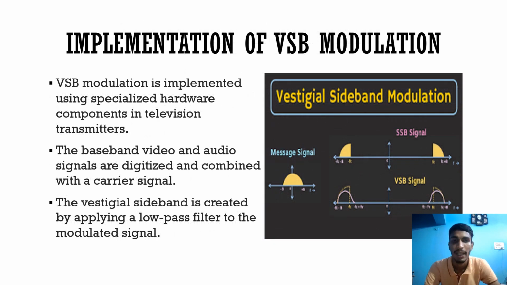Implementation of vestigial sideband. Vestigial sideband is implemented using specialized hardware components in television transmitters. The baseband video and audio signals are digitized and combined with a carrier signal. The vestigial sideband is created by applying a low-pass filter to the modulated signal.